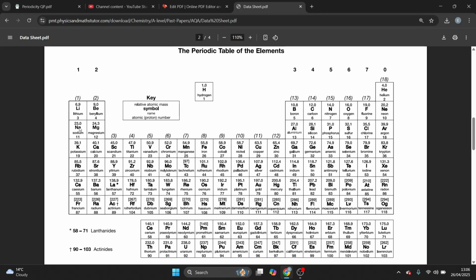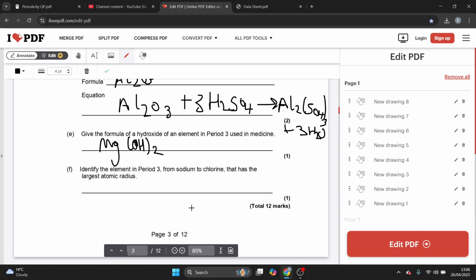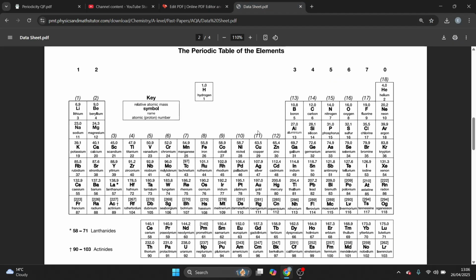And what do I know? First ionization energy increases across a period. Is it asking about the first ionization energy? No, but this somehow links to it. And the first ionization energy increases across a period, right? But actually, no.